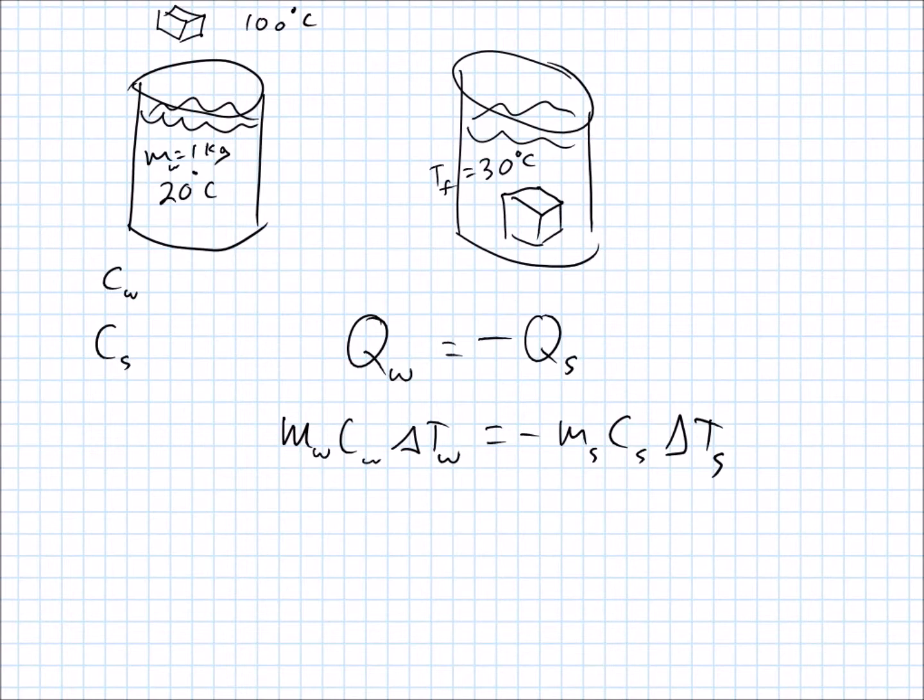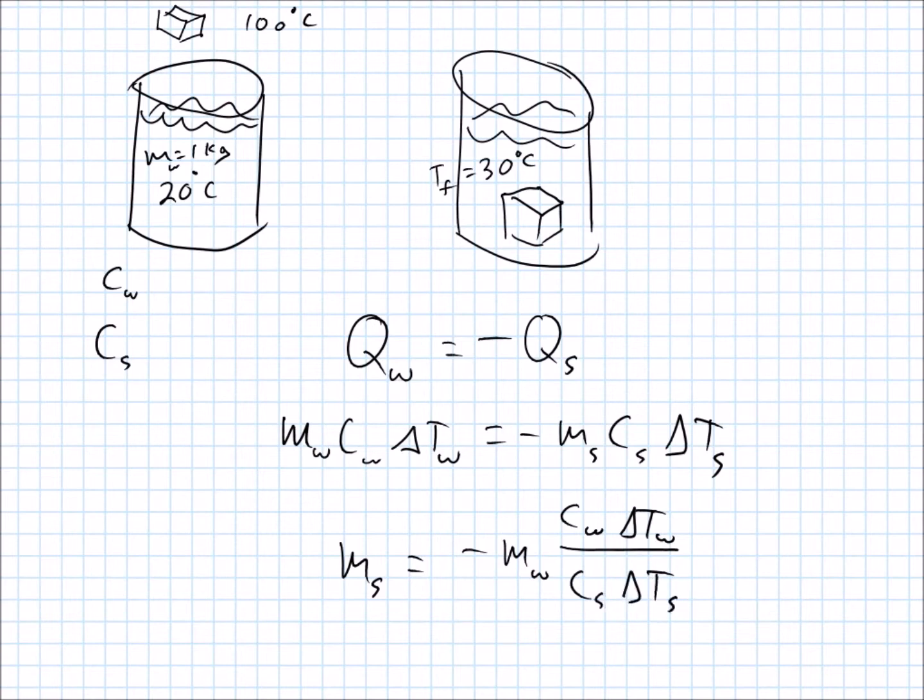So let's see, we know the mass of the water, we know that we can look up the heat capacity of water, we know the change in temperature of water, we know the change in temperature of steel, and we can look up the heat capacity of steel. So we can just solve this for the mass of the steel. Dividing the rest over, we're going to get that the mass of the steel is equal to negative mass of the water times C of the water, delta T of the water, over C of the steel, delta T of the steel.